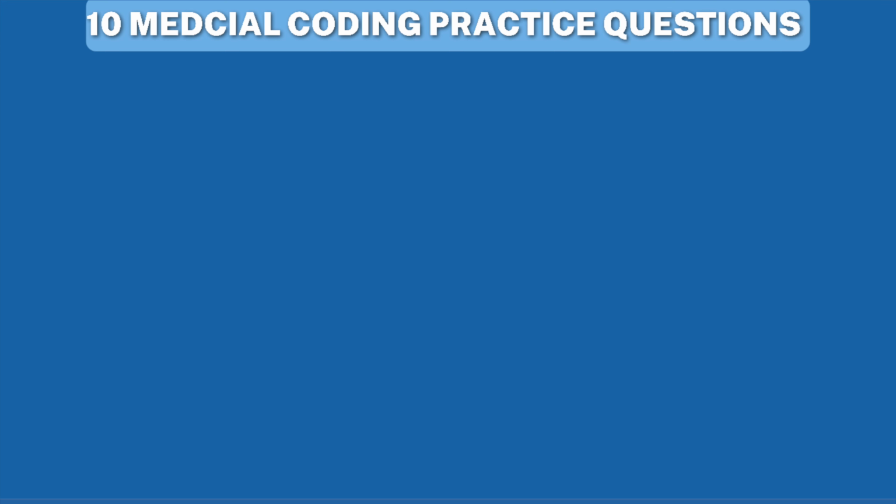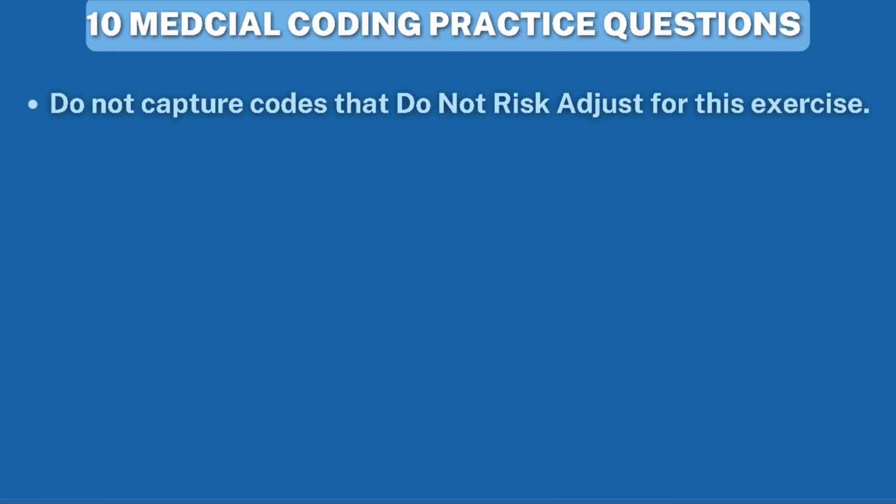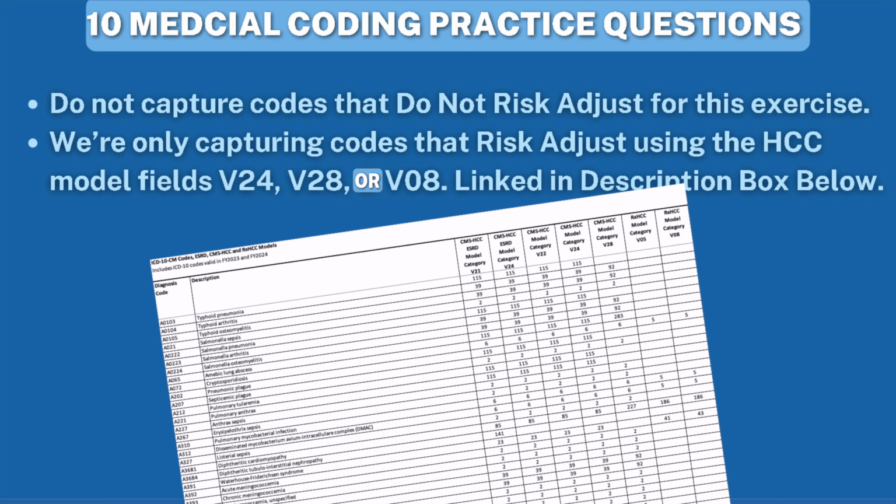Very important detail about these questions is that they're not full code capture. If it risk adjusts using the HCC model, V24, V28, or V08, we're capturing those codes only. If it doesn't risk adjust with no value in the V24, V28, or V08 fields, we're not coding. All places of employment are not one and the same. Some are full code capture and some are not full code capture.